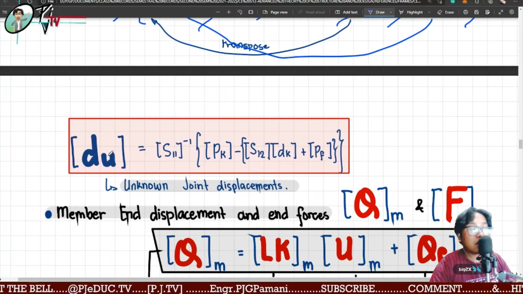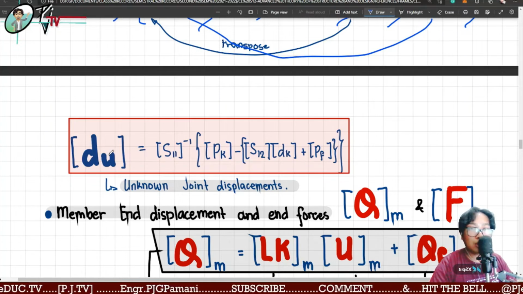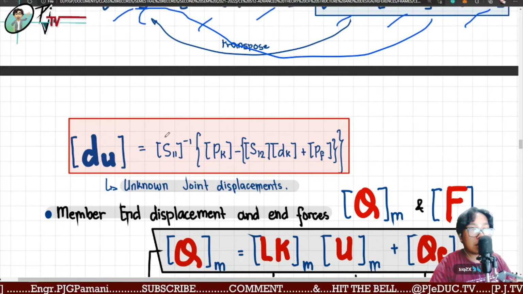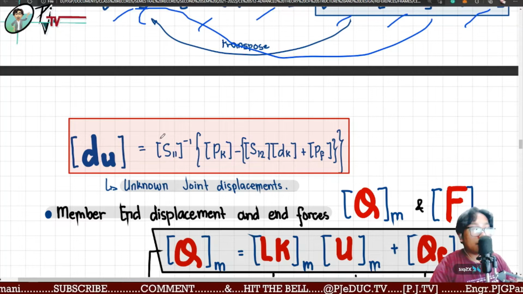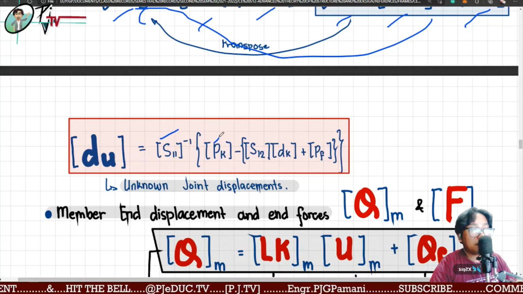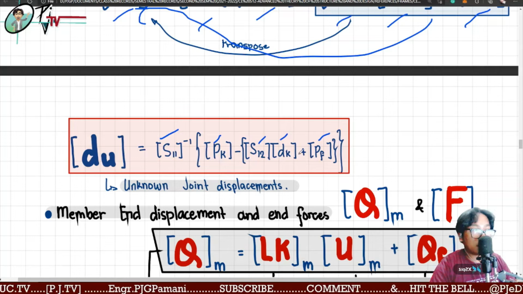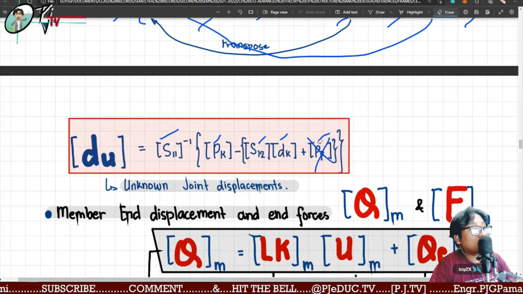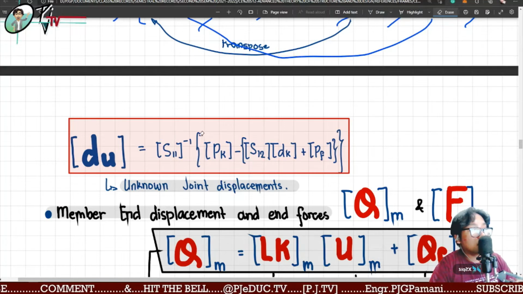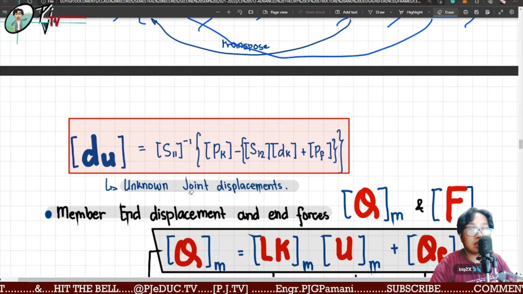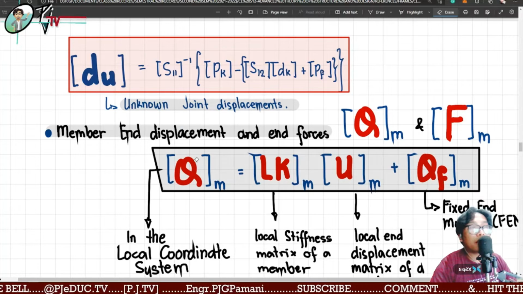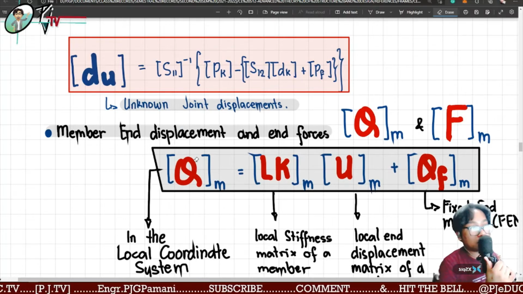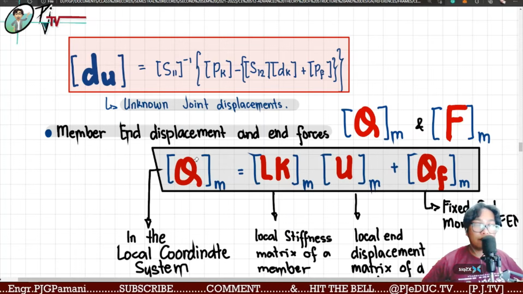So basically, the unknown displacement or the unknown joint displacement is simply equal now to the inverse of S11 times the difference of PK minus S12 times DK plus PF kung merong PF. Kung wala, tanggalin na lang. Kung walang member loads. Okay? Unknown joint displacement.